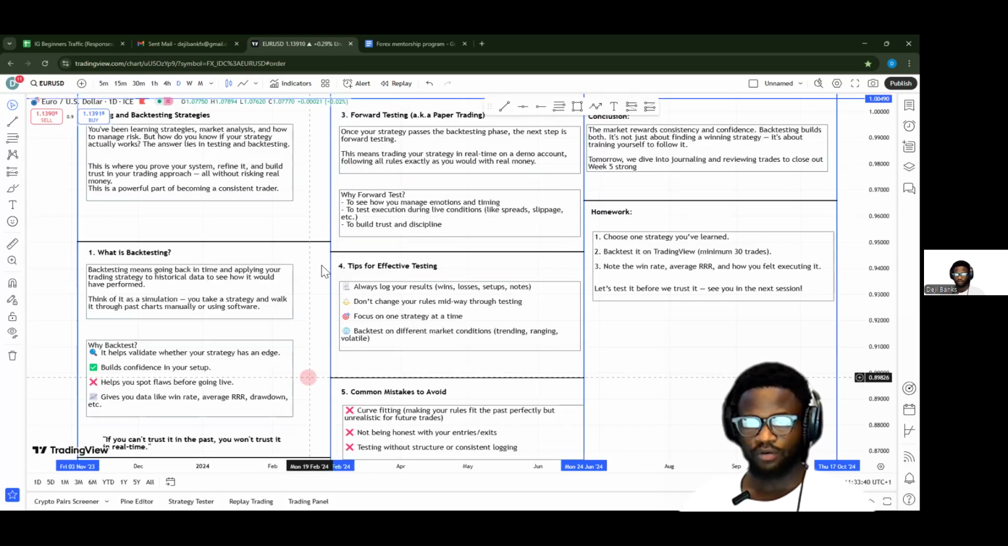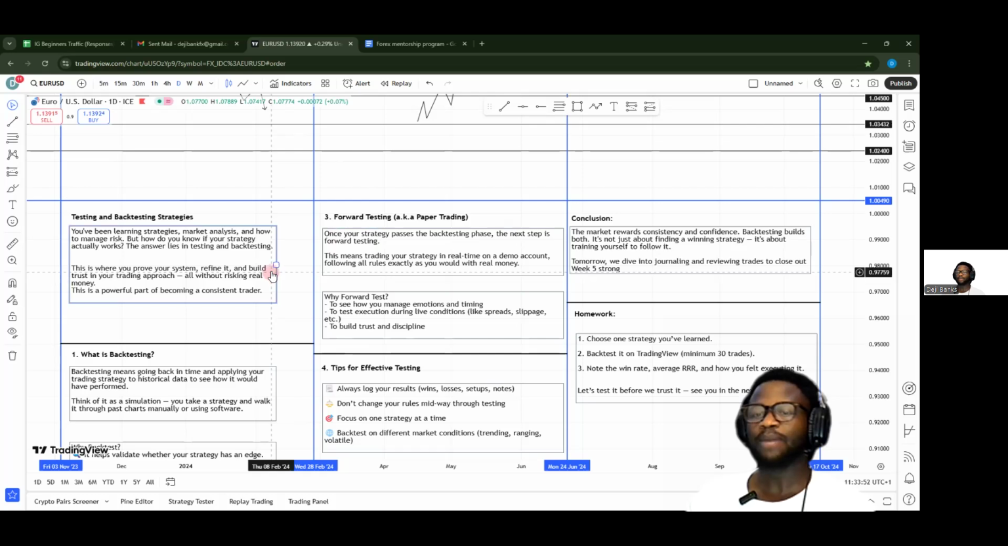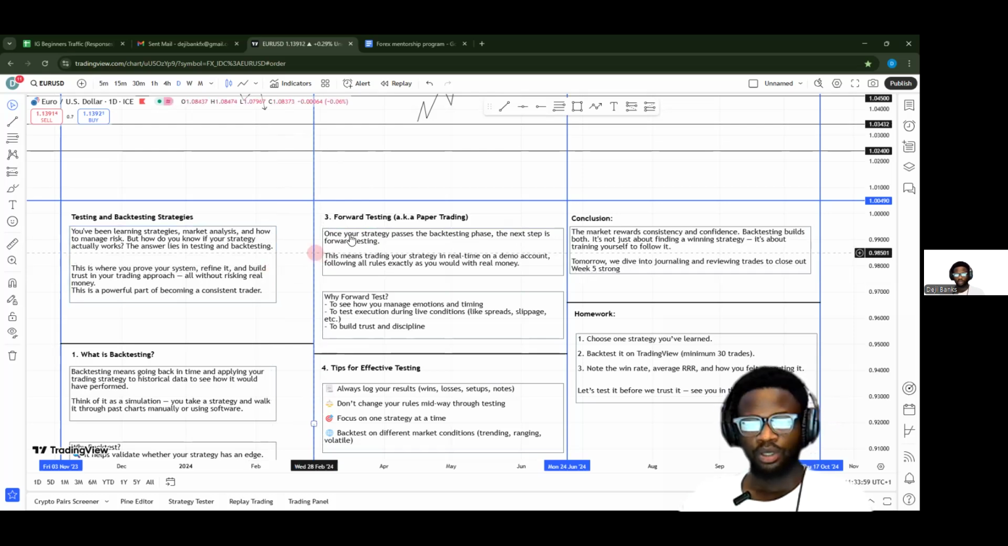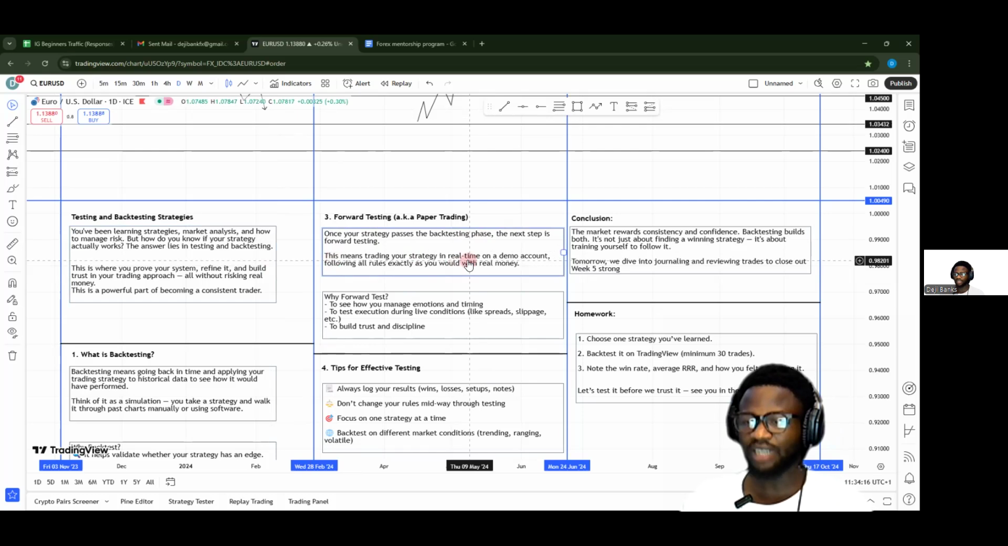All right, so let's move on to the third thing here. Forward testing. It's something like backtesting, but it's a little bit different, right? You can call it demo testing. You can call it paper trading, meaning that you are not going to be trading on real money. So what do we have in the notes here? Once your strategy passes the backtesting phase, the next step is forward testing, right? You've tested it in the past, and now you want to see how it performs in the real market, but not with real money. This means trading your strategy in real time on a demo account. I repeat, on a demo account.